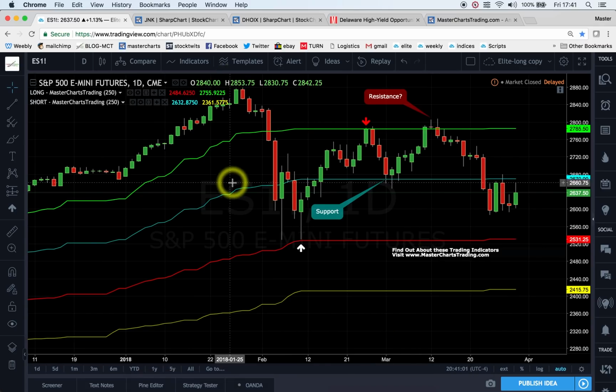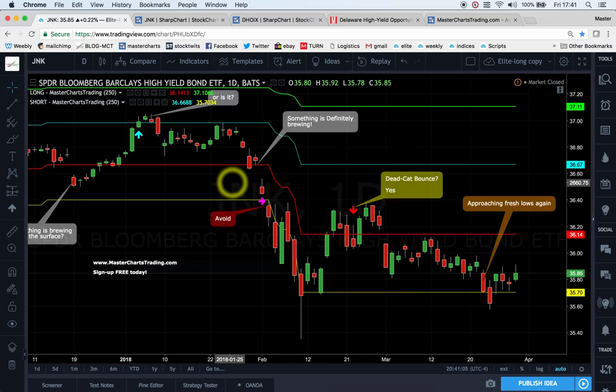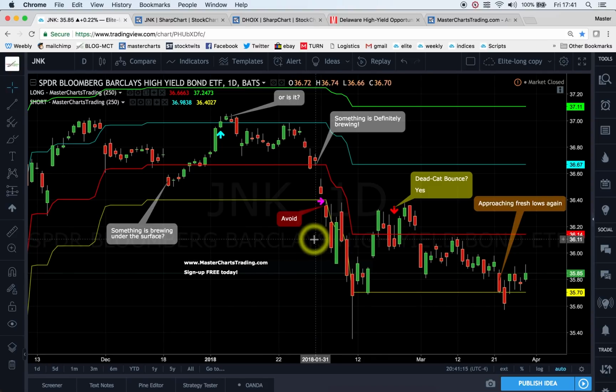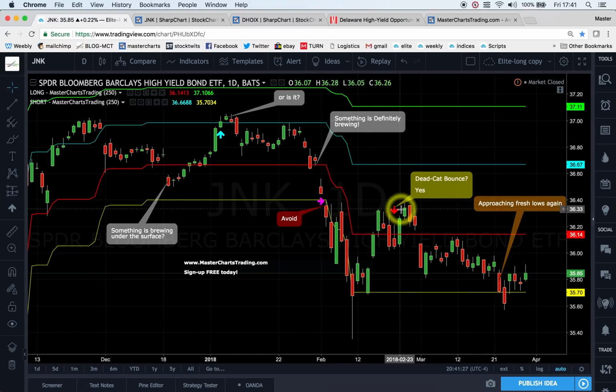Okay, so let's look at junk bonds, and junk bonds worry me the most currently. So here is the junk bonds ETF, JNK. First of all, I think it's a bearish chart, and here's the reason. I see a break below this support line and fresh lows, a bounce, and this is like a dead cat bounce, classic.